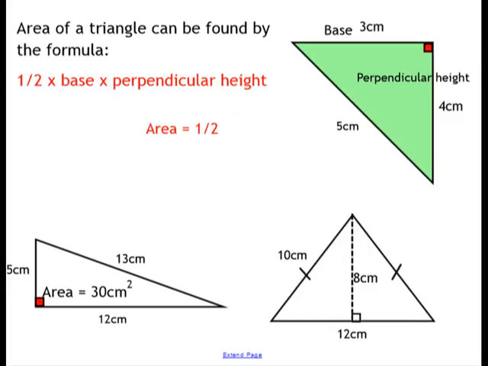Okay, so my formula is half times the base times the perpendicular height. Now this time I have half of 3, which is 1 1/2, and 1 1/2 lots of 4 gives me 6. Remember, you can multiply in any order. So if you'd rather do 3 times 4 is 12, and then half of 12 is 6, you're still going to get the same answer. So do the order which makes the calculation easiest for you.